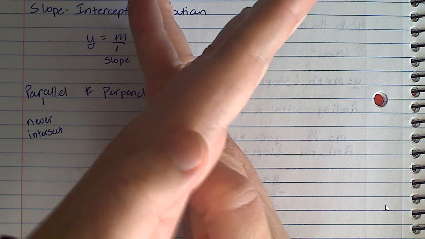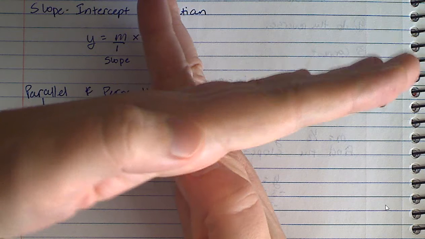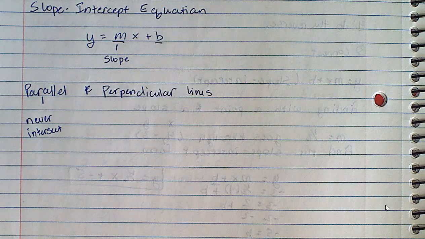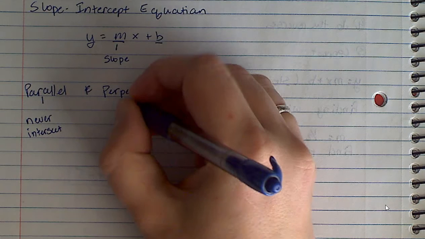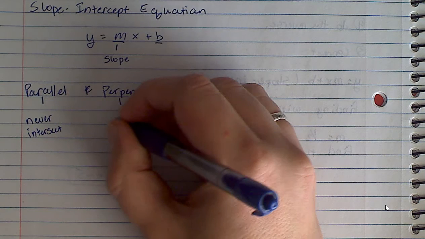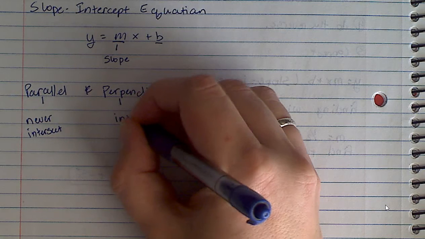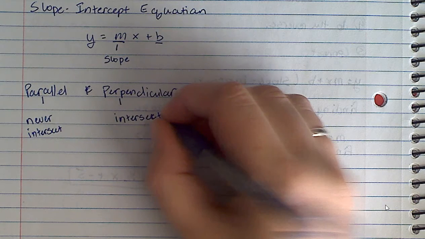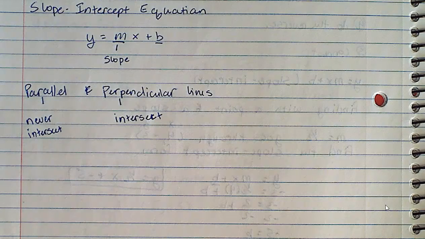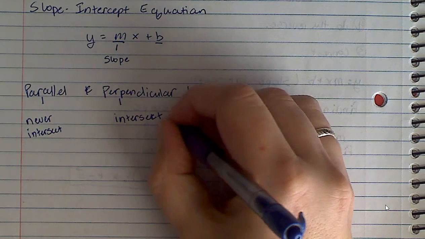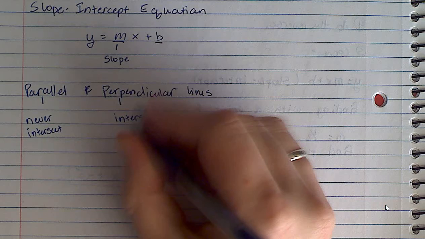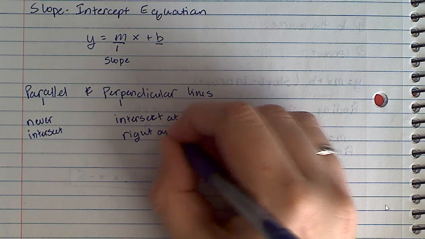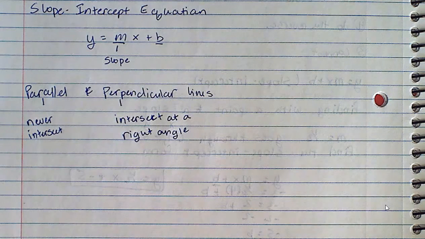In order to be perpendicular, they have to intersect at a cross. They have to intersect at a 90-degree angle, or a right angle. So for them to be perpendicular, they have to not just intersect, but intersect at a 90-degree angle, or make a cross when they intersect. So, intersect at a right angle. Great use of math words there, Sam.